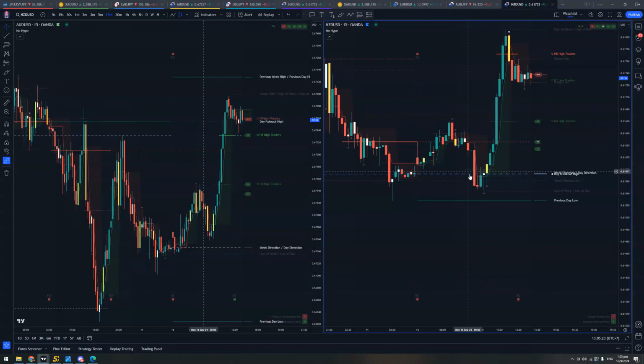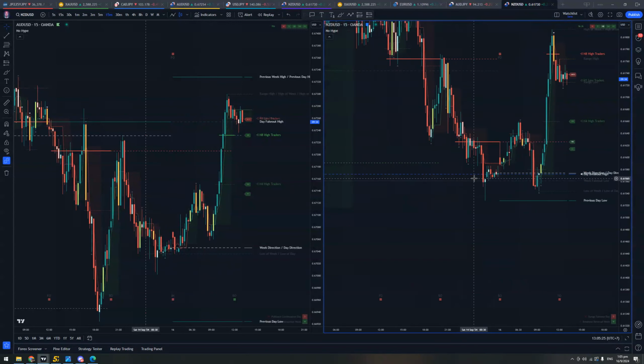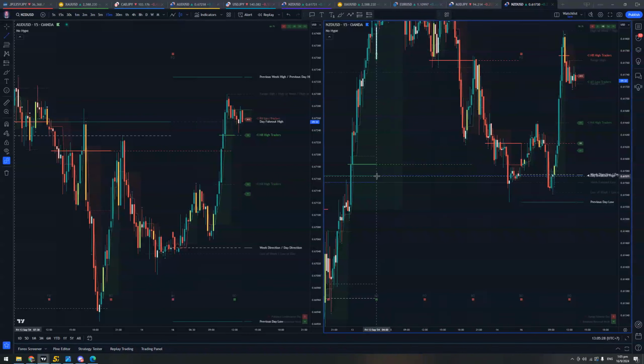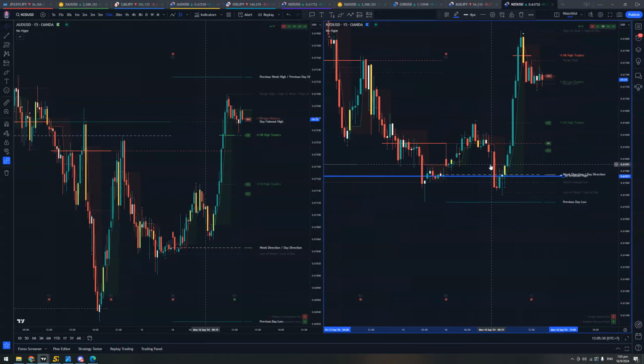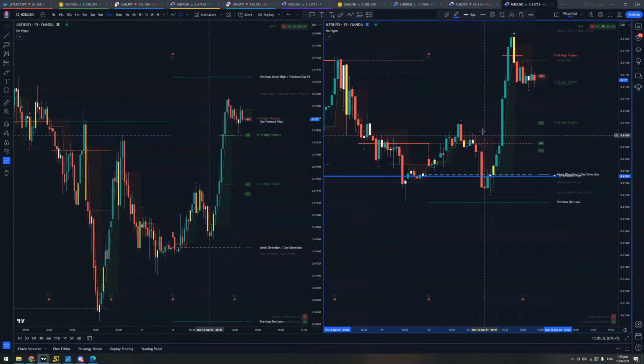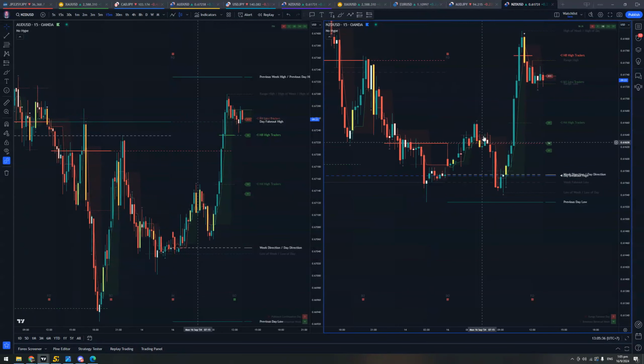I would have targeted the previous day low, but there's a breakout level right here, the daily breakout level, so I would have gone break even at this point if I did take that, and I probably would have got break even if I took that, but I did not take that.